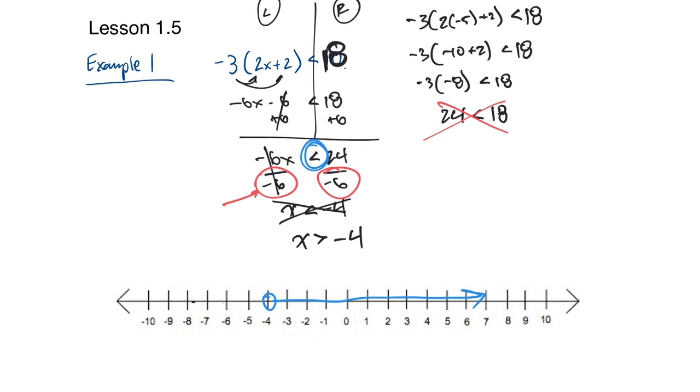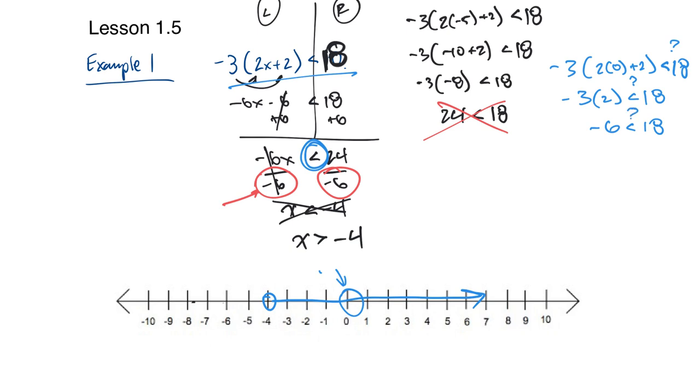And if we test it, let's plug in 0. Okay, it's an easy number. Negative 3 times 2 times 0 plus 2 less than 18. We're using the original inequality. Negative 3 times 2, is that less than 18? Negative 3 times 2 is negative 6. Is negative 6 less than 18? Yes. So we know that switching the inequality symbol is the right thing to do. If we don't switch it when we divide by a negative or multiply by a negative, we get weird results. Something that says 24 is bigger than 18, which we know is not true.